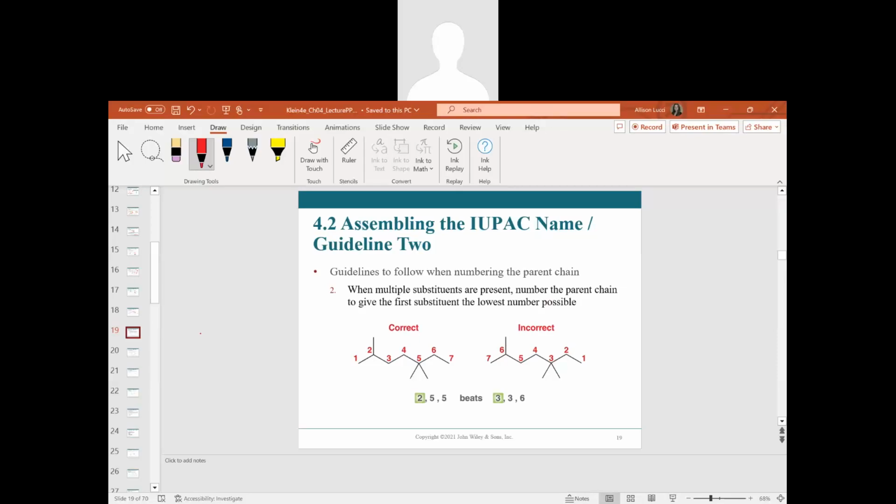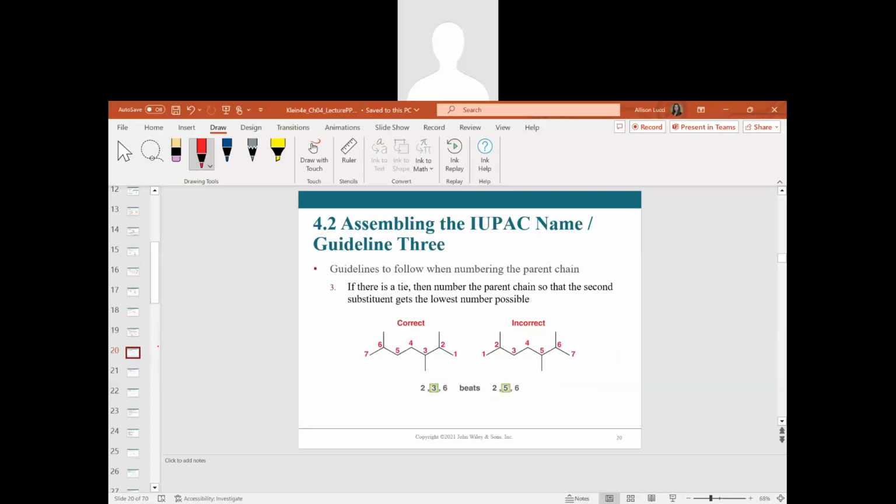So the same thing applies if we have multiple substituents on our parent chain. So in this case, we have 1, 2, 3 methyl groups. Over here, 1, 2, 3 methyl groups. And if we number from left to right, we'll see that that gives us a 2,5,5-trimethyl heptane, versus on our right-hand side here, that will give us a 3,3,6-trimethyl heptane. So again, we look for the overall lowest numbering. So 2 is less than 3, and 5 is less than 6. So this is why the image on the left is our winner, is the correct structure.